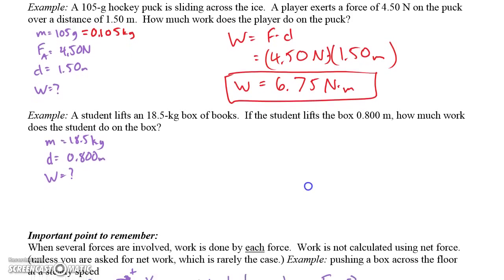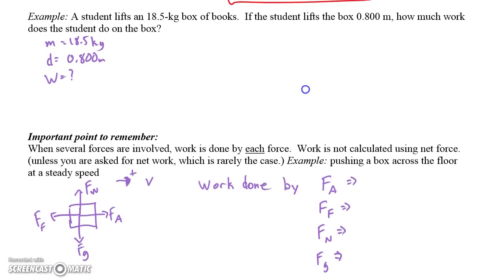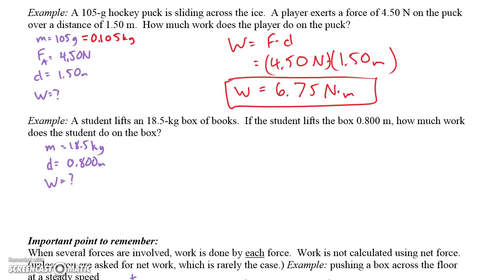A student lifts an 18.5 kilogram box of books. If the student lifts the box of books 0.800 meters, how much work does the student do on the box? So again, we got our mass in kilograms, our distance in meters as we need, and we want to get the work. So we go to our equation, work equals force times distance. Well, the problem is we don't have an actual force in this question, so we need to figure out where the force comes in. One thing you got to remember from the forces unit is the word lifts implies something about the F net, which is that it is equal to 0.